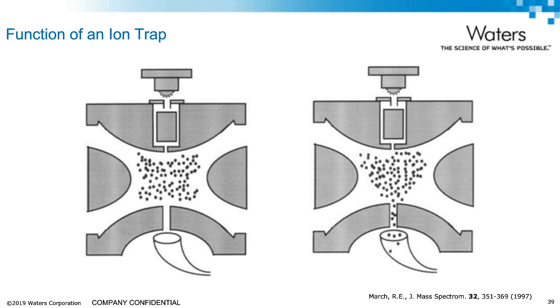The ions are usually ejected in order of increasing m/z, or mass-to-charge ratio, by a gradual change in the potentials. This stream of ions is then focused onto the detector of the instrument to produce the mass spectrum. This is shown on the right-hand side of the figure.